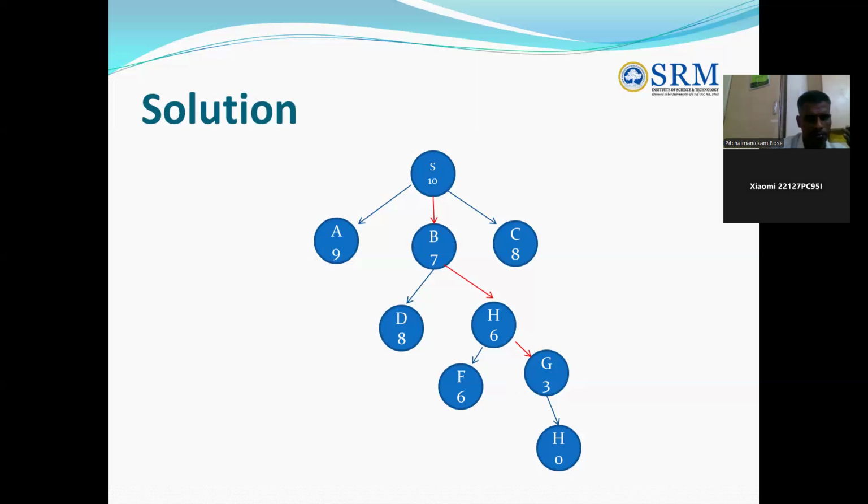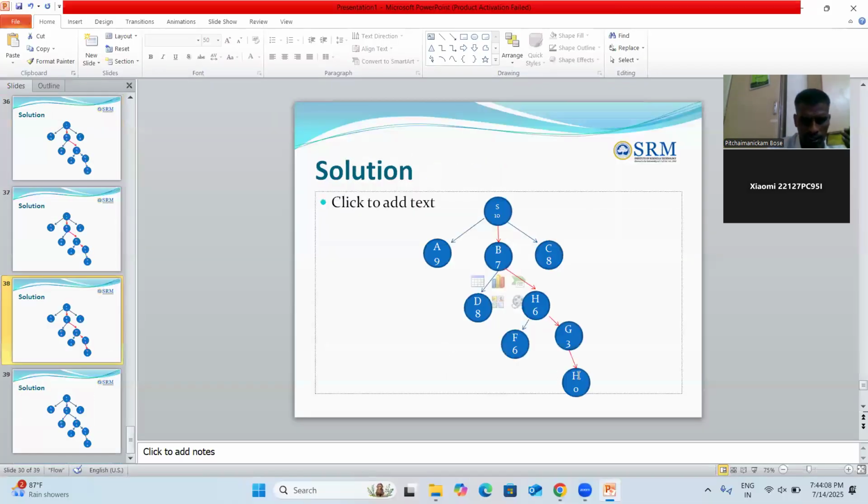Now S, B, H is closed, and the node G is open now. From this node, you may have only one successor, which is H equal to 0. So you just take it as H equal to 0. So you may have the option S, B, H, G, and H. You just note down that kind of thing also.